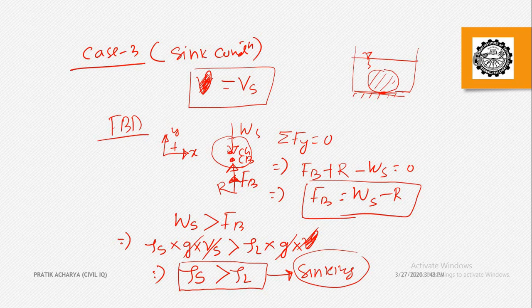Now I will solve some numericals for you, so that you will get a brief idea. The first numerical: a large vessel, as shown in the figure, contains oil and water. So there is a container in which there is oil and water, and this is your oil and this is your water.